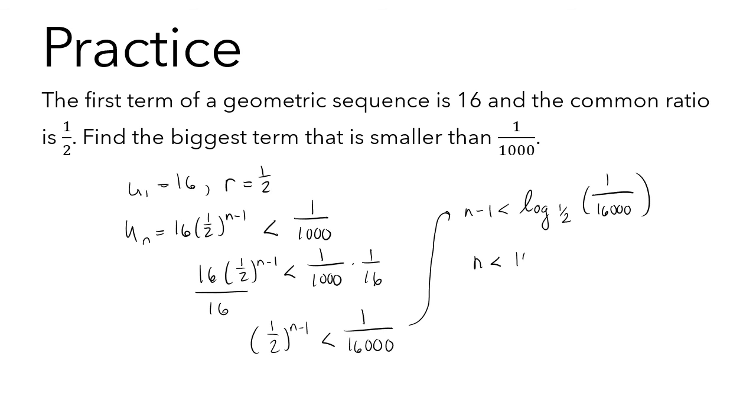I actually get 14.96 if I put it in my calculator. The closest value for n to that would be 15. So I know that after the 15th term of the sequence, it's going to be smaller than 1 over 1000.